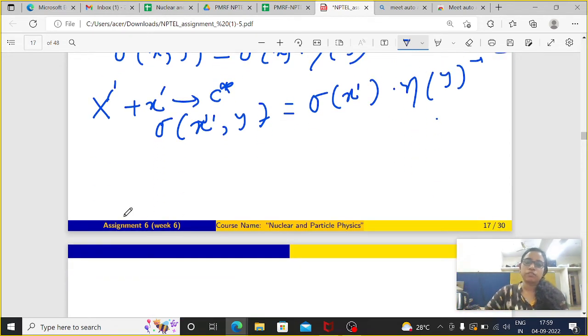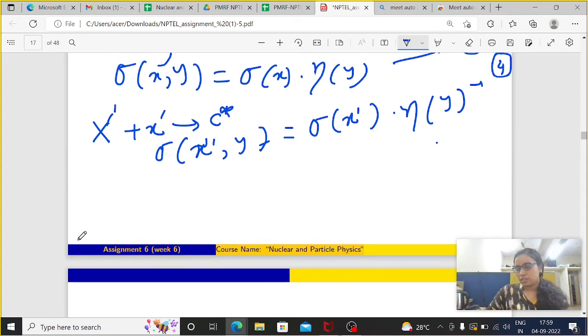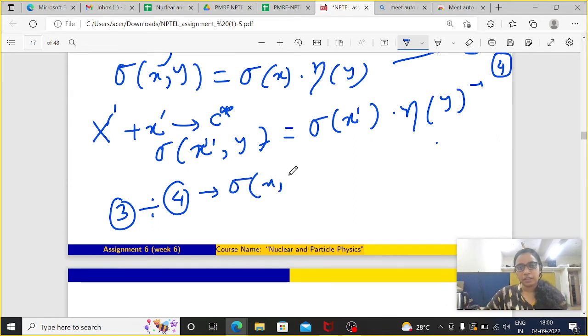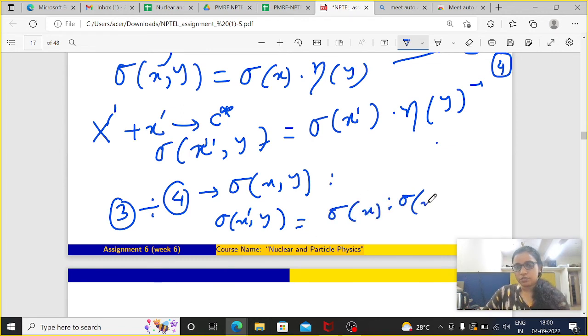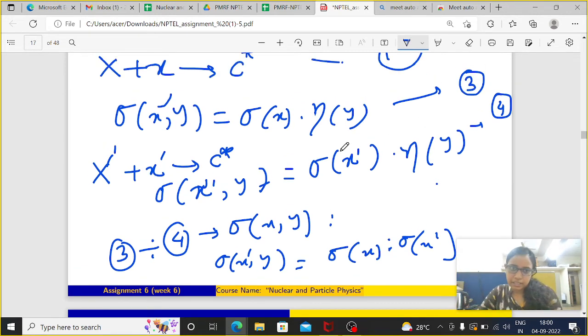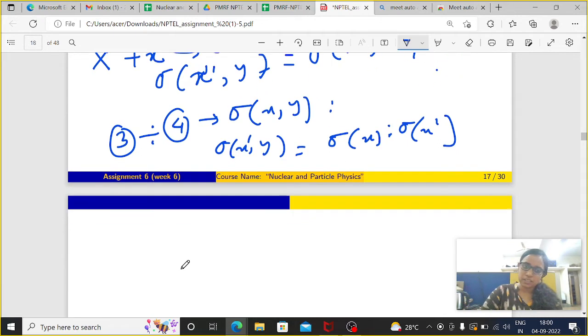Now if I divide 3 by 4, then sigma x y to sigma x prime y, what will happen? That is sigma x to sigma x prime, because it's totally independent of eta y, right? As eta y is cancelled out for both cases. If I just divide these two things, then obviously the ratio sigma x to sigma x prime will be there. Fine.